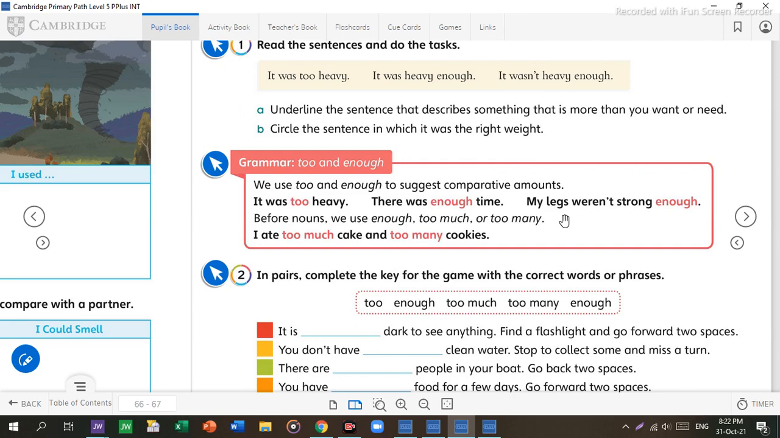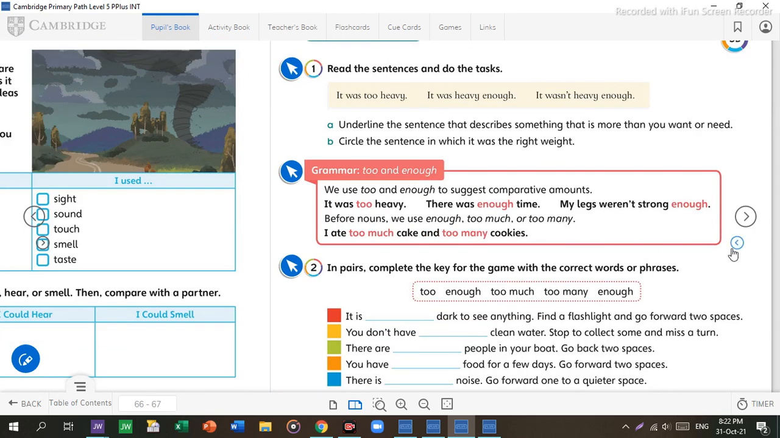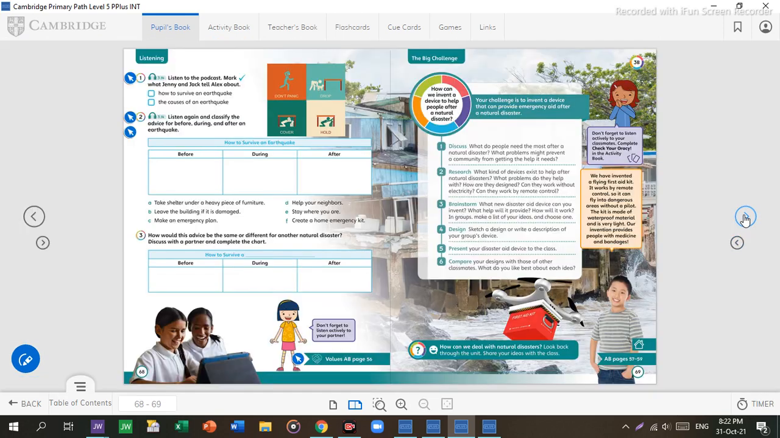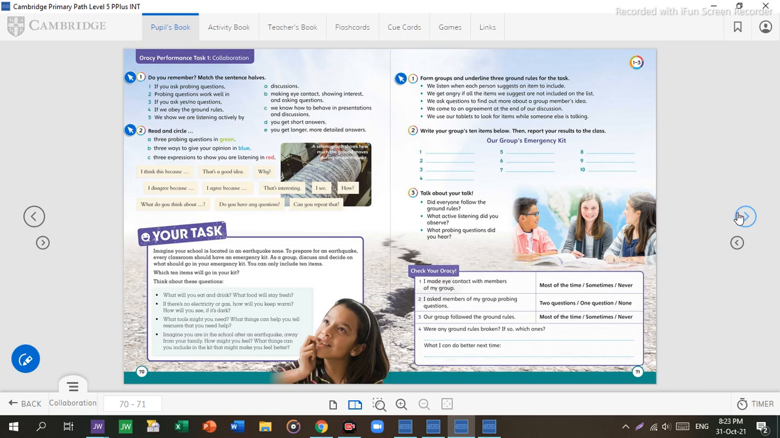Enough is, well, you already know about enough. So enough is everything is in balance. That's it. You don't need to add more. You don't need to make it less. That is enough. That is the second grammar. See? Fast. And we've also done this one, okay? And also the oracy performance task.